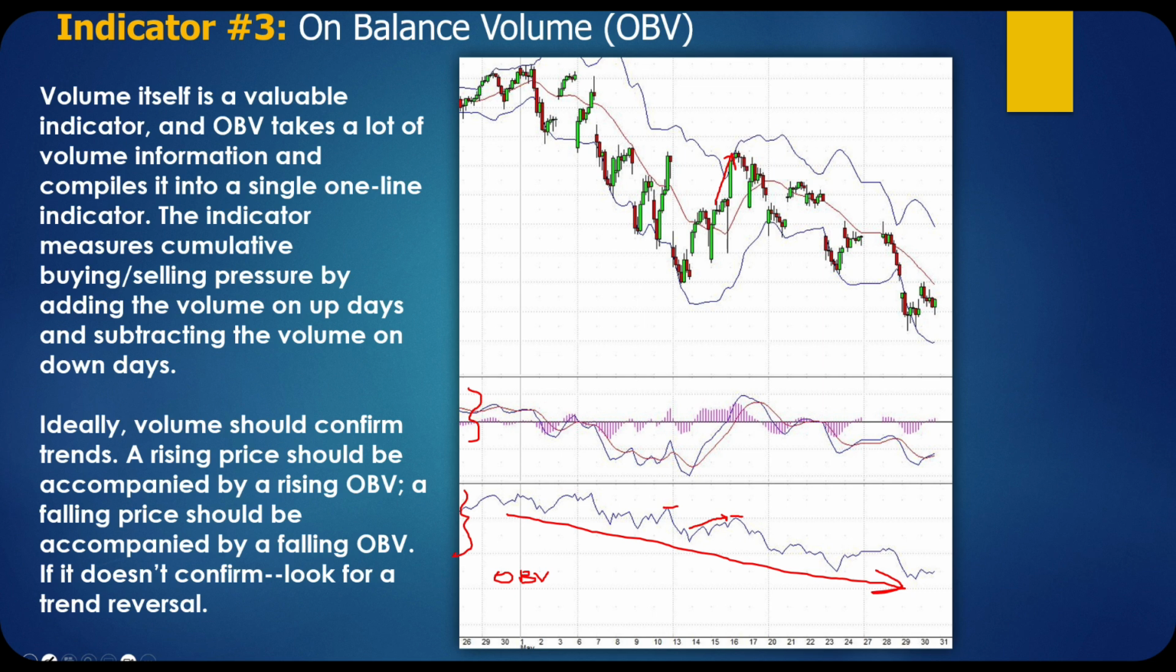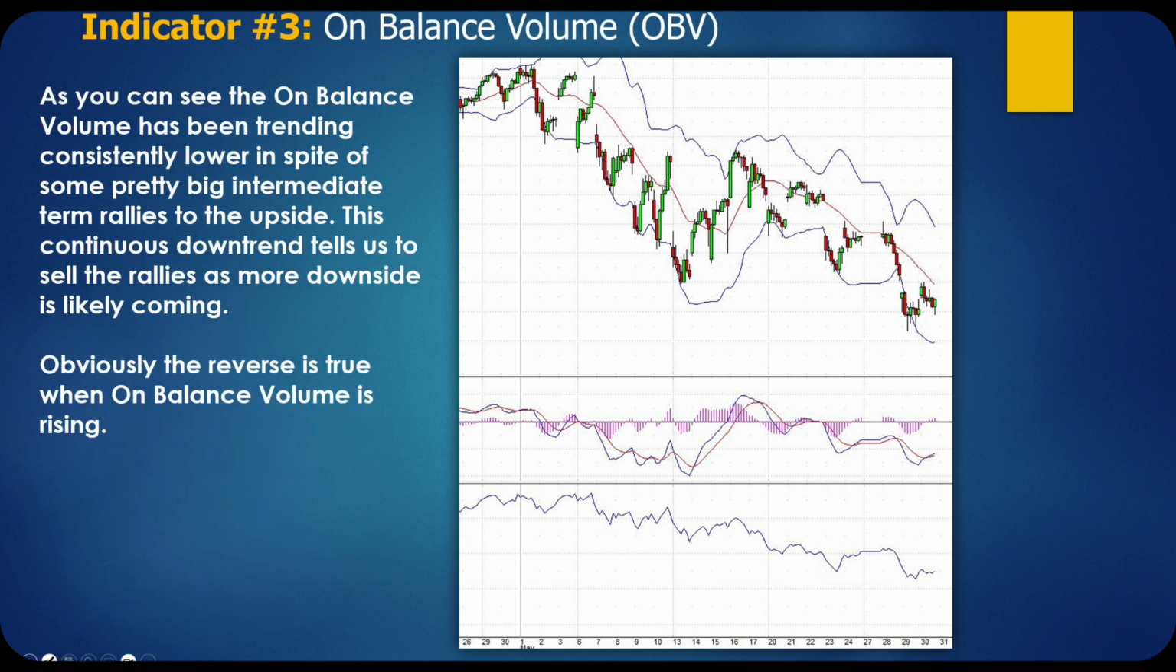That's really valuable information, because in the real world, when you're looking at these charts, you're always wondering, is this a breakout? Is this a sustained breakout? Have we really changed trend? Or should I short this breakout? Should I try and sell the top and ride it lower? So as you can see, the on-balance volume has been trending consistently lower in spite of some pretty big intermediate term rallies to the upside.